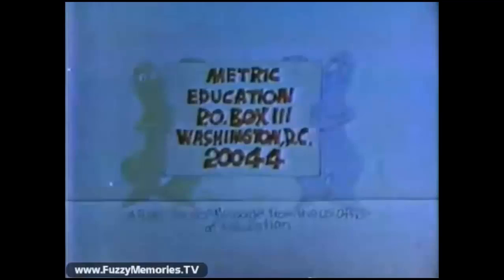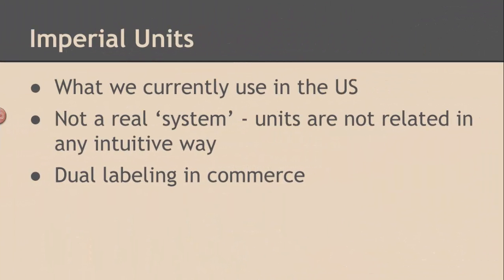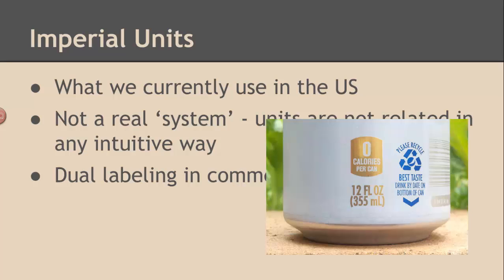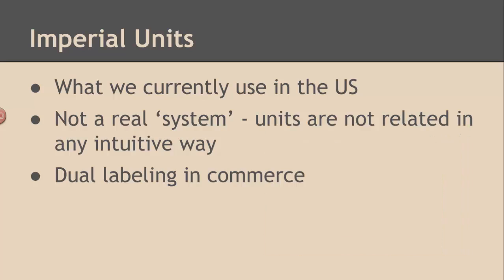In commerce, when you go buy something, the best we can do nowadays is dual labeling. So you can sometimes find the metric equivalent on the packaging as well as the imperial units on there. A 12-ounce can is 355 milliliters of soda. That sort of thing.